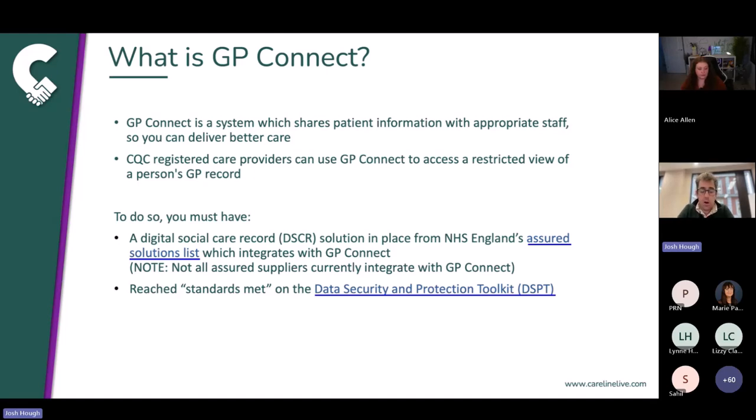A CQC registered care provider can use GP Connect to access the restricted view of a person's GP record. There are some requirements of what you as a business need in order to be able to do this, and our team can guide you in the direction of what you need to be able to evidence in order to activate GP Connect. Basically, you have to have a digital social care record assured supplier in place. So your care must be managed through a platform such as CareLineLive, and that must match the assured solutions list, which we do, and that's why we can integrate with GP Connect.